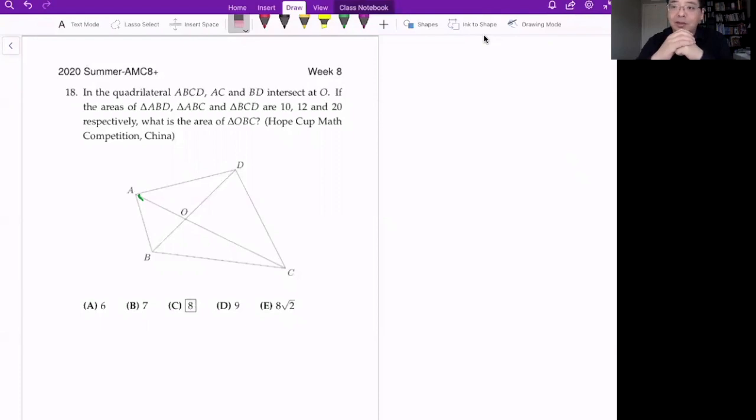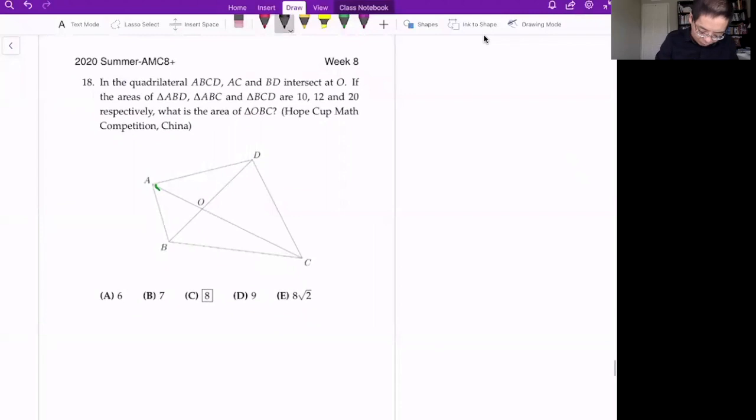The second method is purely geometry, which is in the same spirit, except it's the reverse. That is, if we have two triangles that share the same side, then the ratio between the areas is the ratio between the corresponding heights. All right, so let's look at these two methods. Method one, as I said, I'm going to use algebra.